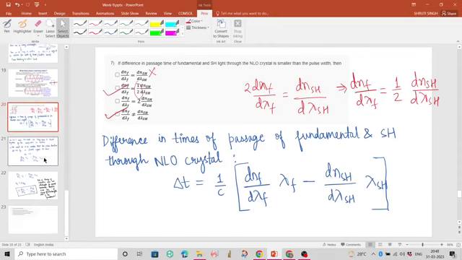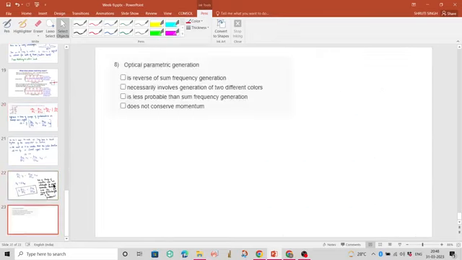Okay, so let's move to the next one. I think that one is the last question for this assignment. The eighth question is: the optical parametric generation is the reverse of sum frequency generation, necessarily involves generation of two different colors, is less probable than the sum frequency generation, and does not conserve momentum.